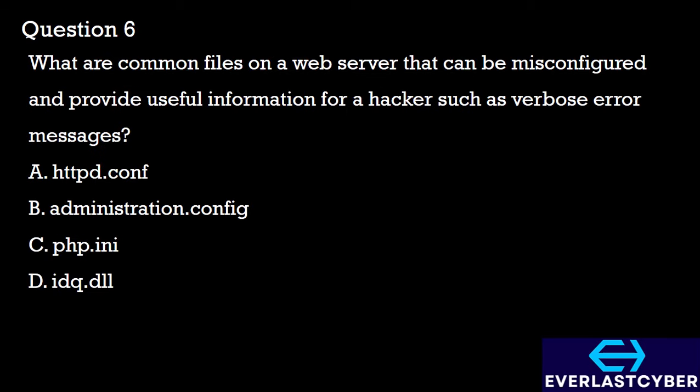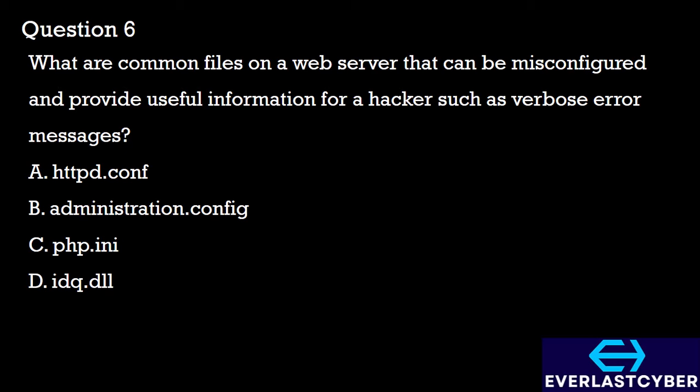Question 6. What are common files on a web server that can be misconfigured and provide useful information for a hacker, such as verbose error messages? A. httpd.conf. B. administration.config. C. php.ini. D. idq.dll.